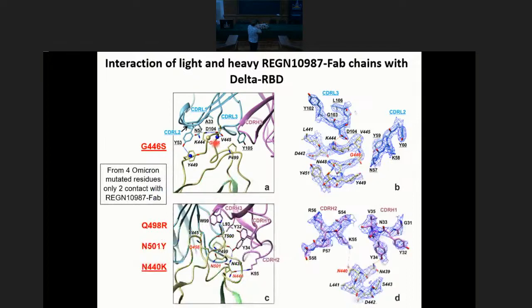The first residue is glycine 446. It forms a packing contact with asparagine 57. In the Omicron variant, this residue is substituted to serine, and probably that led to van der Waals repulsion between the antibody and RBD. The second place is asparagine 440, which is replaced in the Omicron variant by lysine, and in this case there should be electrostatic repulsion with lysine from the heavy chain of the antibody.